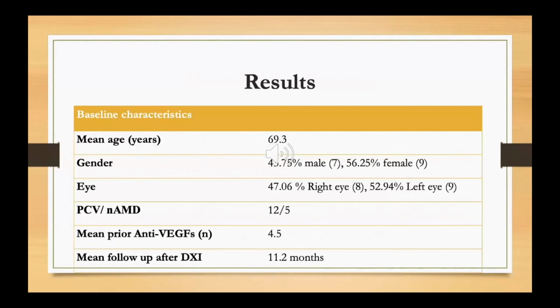17 eyes of 16 patients were included in this study. The mean age was 69.3 years, and there were 9 females. 12 eyes had PCV, and 5 eyes had neovascular macular degeneration. The mean number of prior anti-VEGF injections was 4.5, and the mean follow-up of these patients after dexamethasone implant with anti-VEGF treatment was 11.2 months.